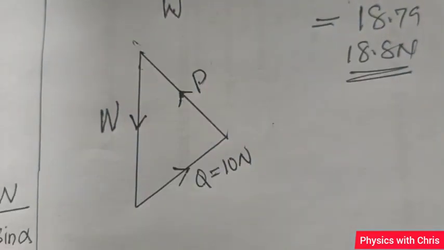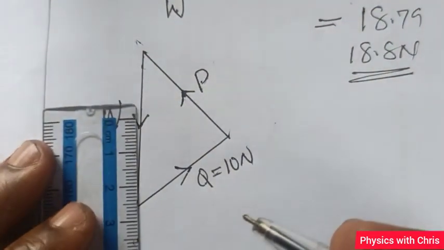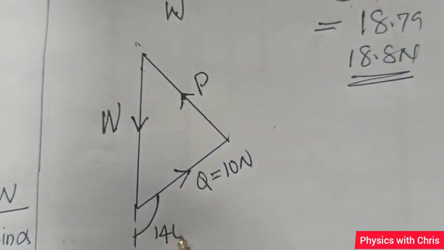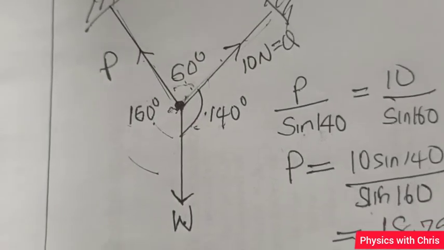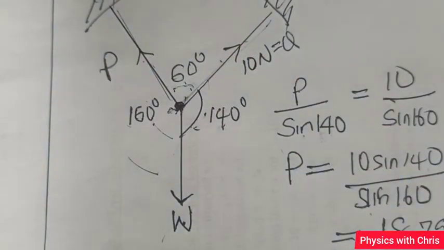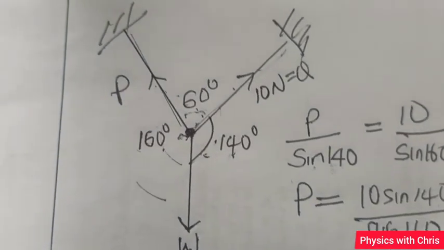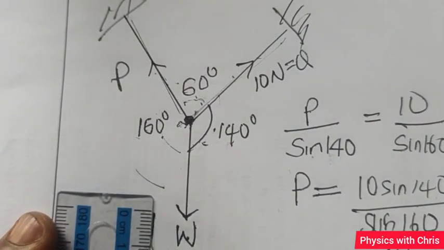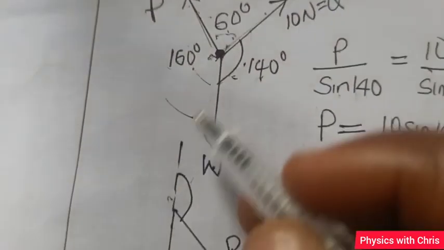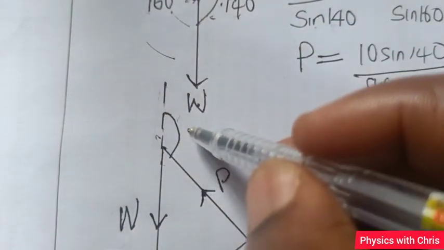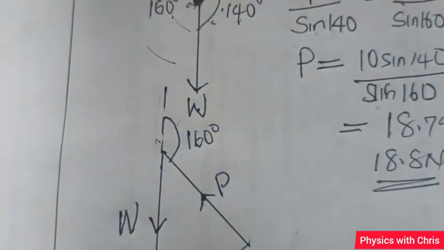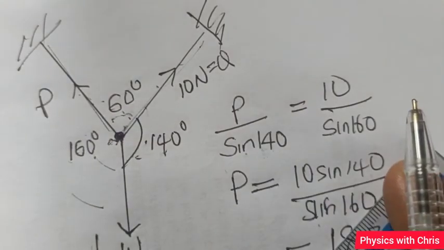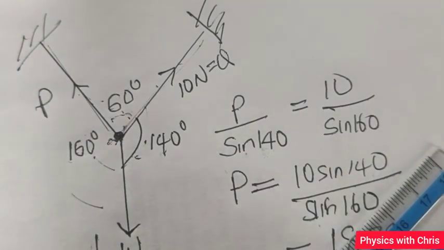All right, so I'm going to draw this and extend it like this, so that this is my 140 degrees, the angle between the weight line and force Q, which is the 10 Newton force. Then the 160 is the angle between force P and the weight line. So I may like to extend this weight line vertically upwards. And then this is my 160 degrees, the angle between the weight line, which is vertical, and force P. And my 60 degrees is the exterior angle between force P and my 10 Newton force Q.